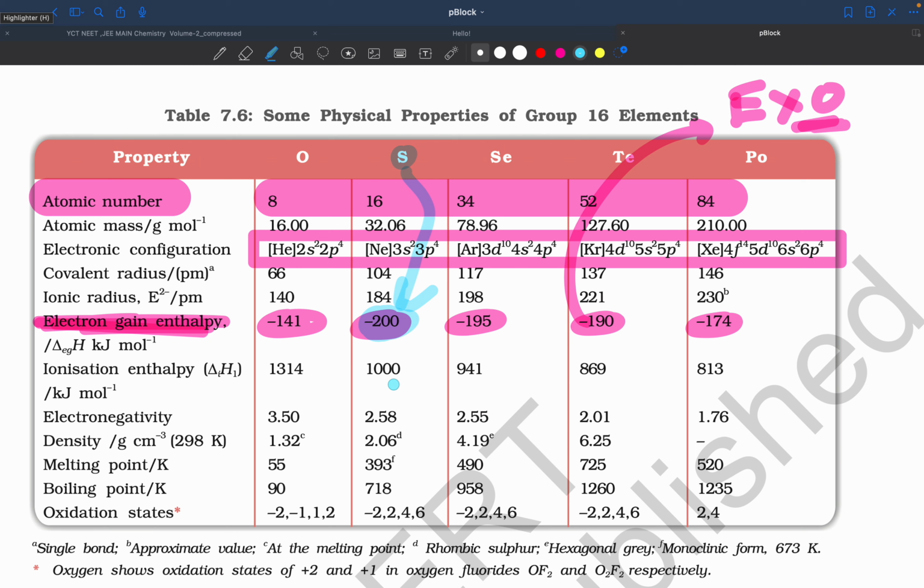The same is also seen in the 17th group. Here fluorine is there, and when you come here you get chlorine, right? So in the p block, chlorine, the second element, has the highest electron gain enthalpy. This must be noted at any cost. So what would be the order? You can put them in order: 200 greater than 195, greater than 190, greater than 174, and the last one has the least, that is 141, for oxygen. Do you understand? Where is oxygen's place? In the last place.